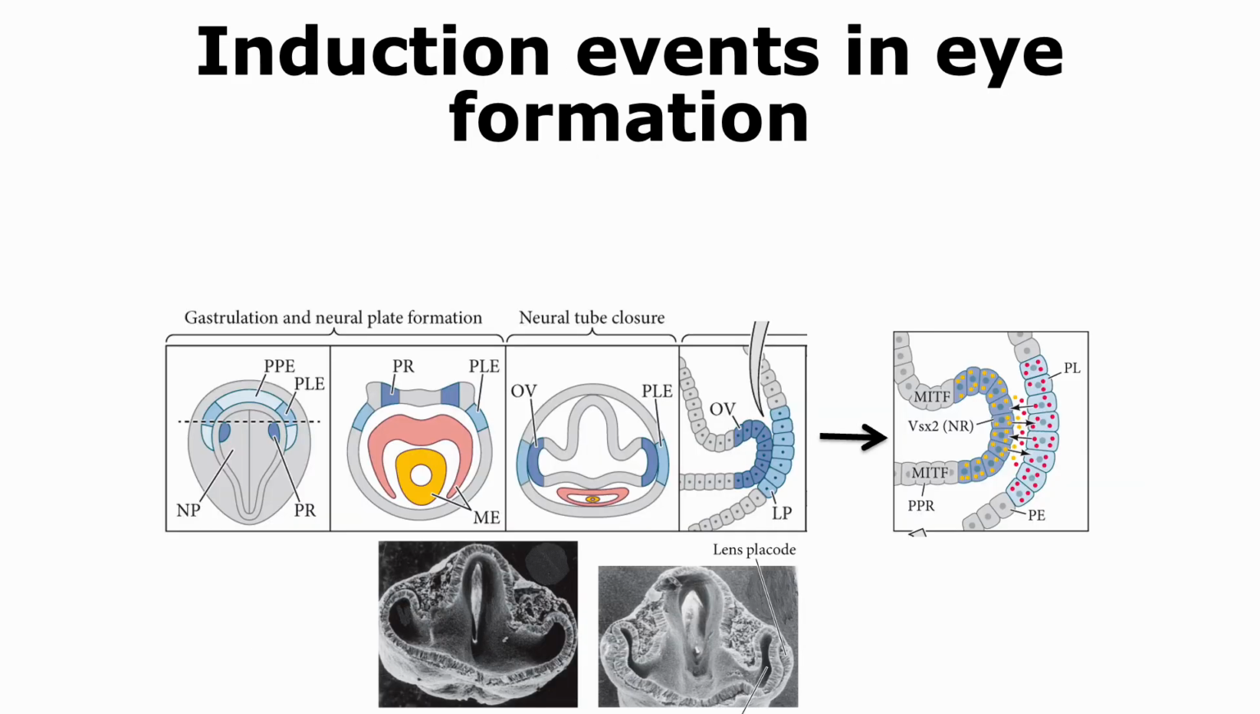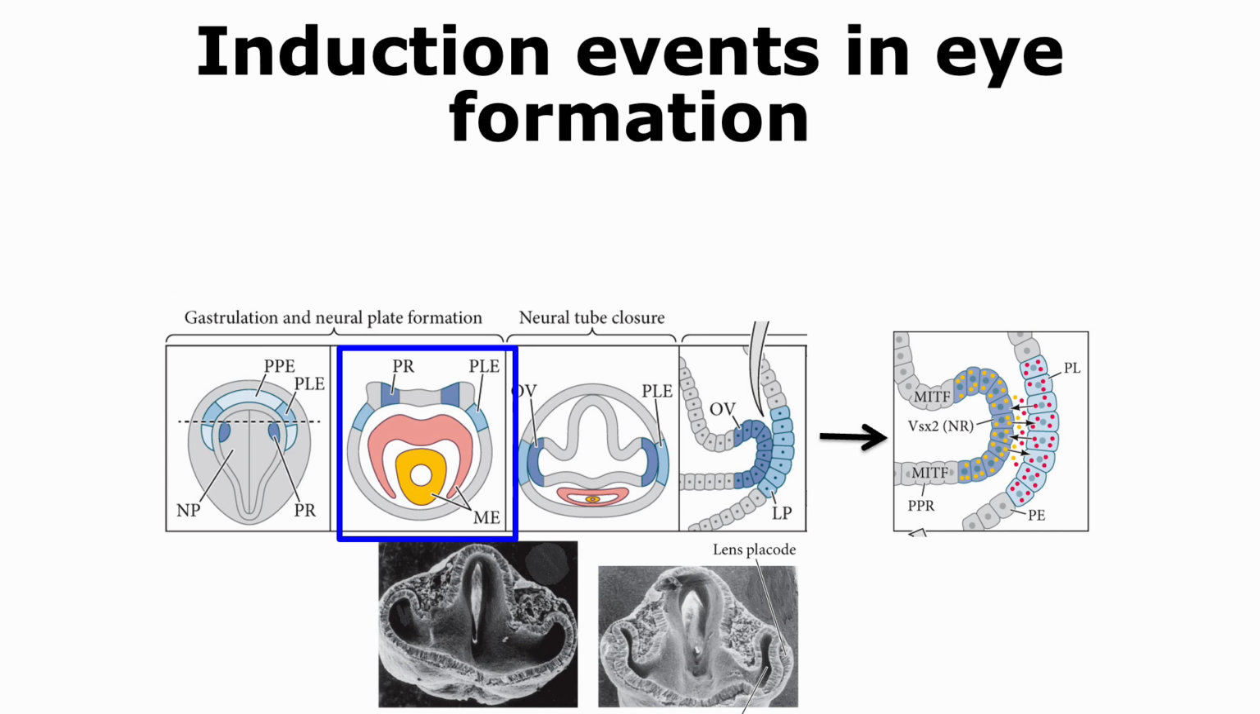Let us quickly go through the different processes of eye formation and start at the gastrulation stage. So when we look at the part that is shown in the blue box, we can see where gastrulation has occurred in the embryo, and the neural plate is shown with the letters NP. We can also see the preplacodal ectoderm that is shown as PPE, and the part of the preplacodal ectoderm that will become the lens ectoderm that is shown as PLE. Finally, we can also see the portion that is going to become the retina, which is PR.